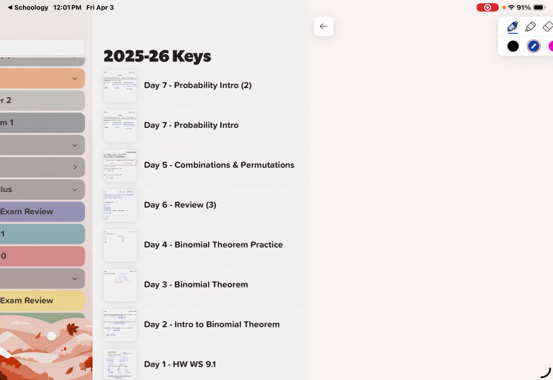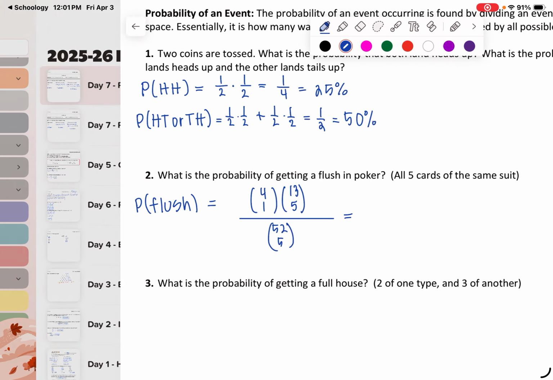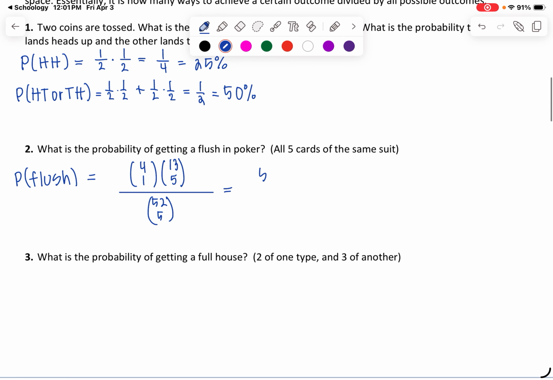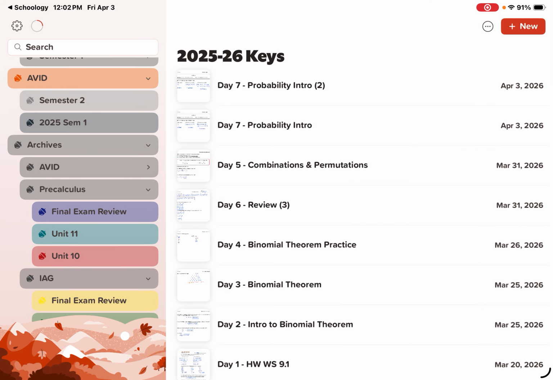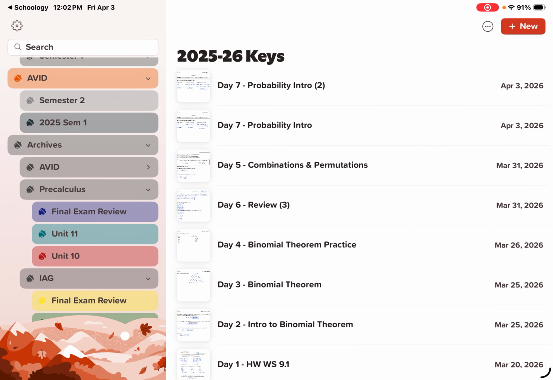You could put it in your calculator again, and you should do it. So my numerator is 5,148, and my denominator is 2,598,960.